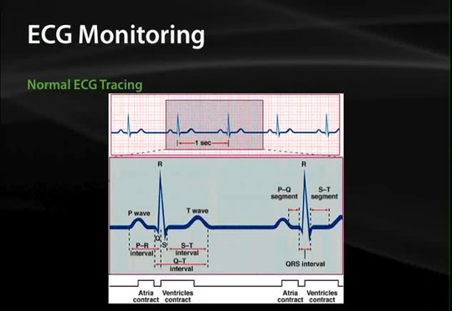And then your PR interval is the time between the atrial depolarization and the start of the ventricular conduction. Your QRS complex is going to represent the conduction of the impulse when it goes through the bundle of His to the Purkinje fibers. And this is what causes the ventricles to contract. The ST segment, that's the heart's resting period. And then your T wave is just going to represent the ventricular repolarization. And then the heart is ready to start all over again.